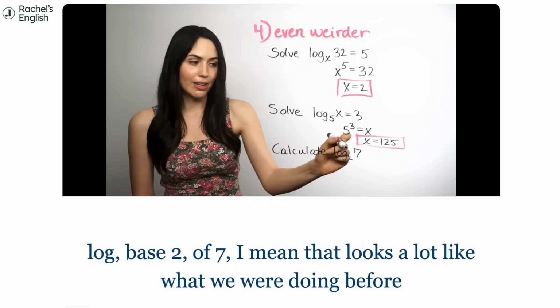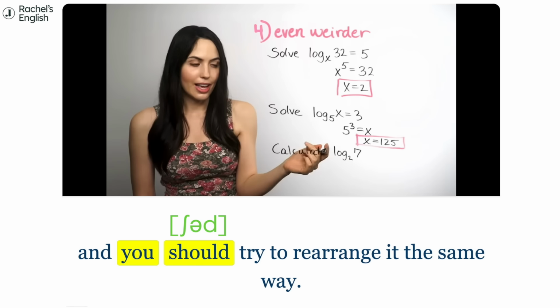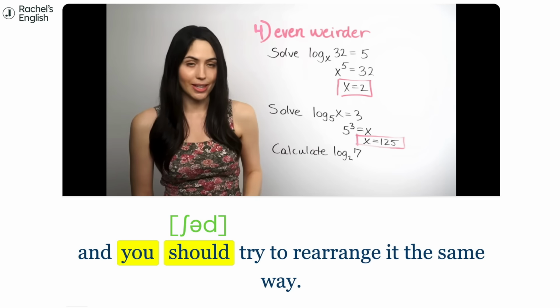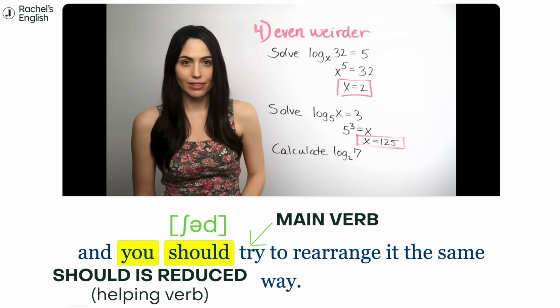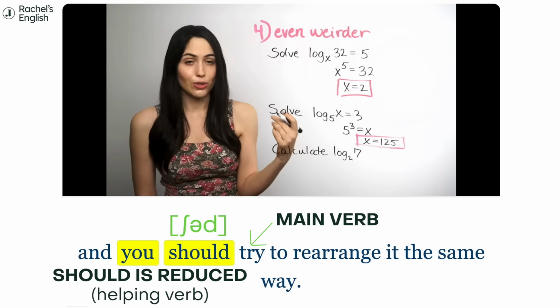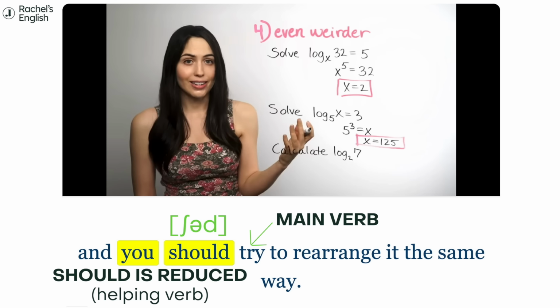Log base 2 of 7, it looks a lot like what we were doing before. And you should try to rearrange it the same way. You should try. Try is our main verb with the length, with the up-down shape of stress. And should doesn't have that. Should, you should. It has that unstressed quality of a helping verb. And you should try.